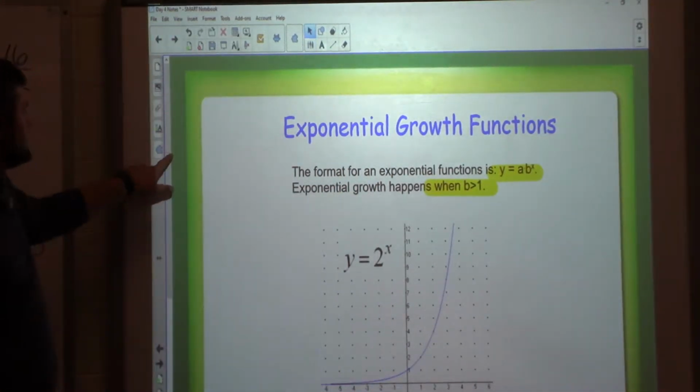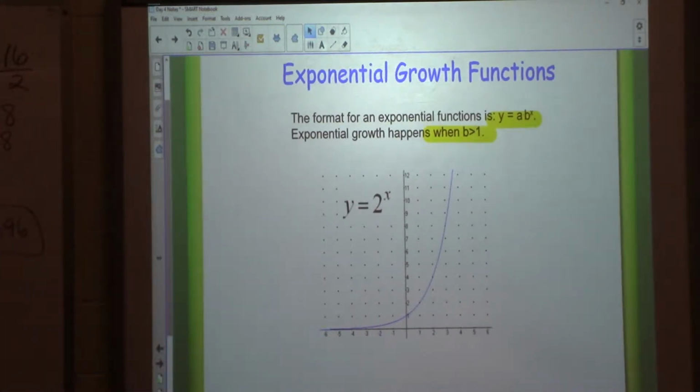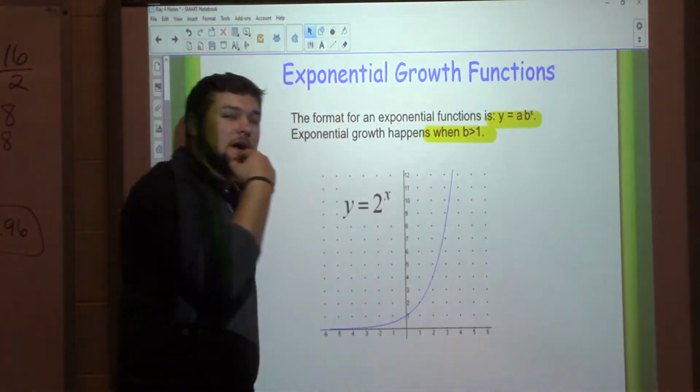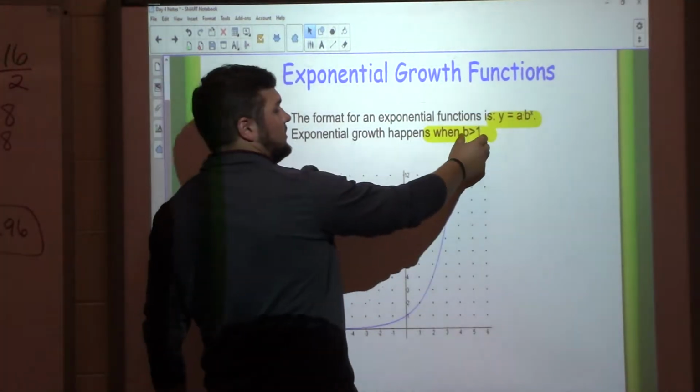We talked about exponential growth. We talked about it last unit, right? We did y equals a times 1 plus r to the t power. You guys remember that? Right? Same thing, y equals a times b to the x power. B has to be greater than 1 for it to be growth. That's why we did 1 plus r. So if we had a rate and we added it to 1, we knew it would be greater than 1.